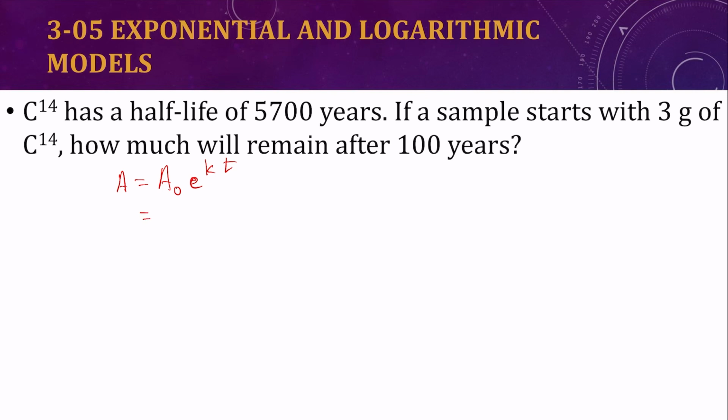All right, so it says we're starting with 3 grams. And we're going to use this half-life. Half-life is the amount of time it takes for half of it to go away. So if we start with 3, half of it left would be 1.5. And our T is the half-life in years, that 5,700. So we solve this to get K. So we'll divide by the 3, which gives us 1/2.